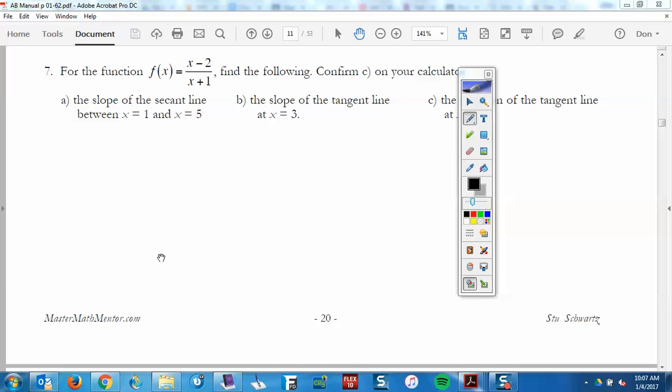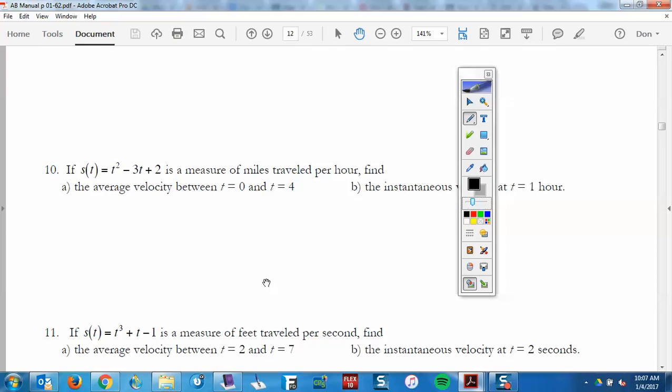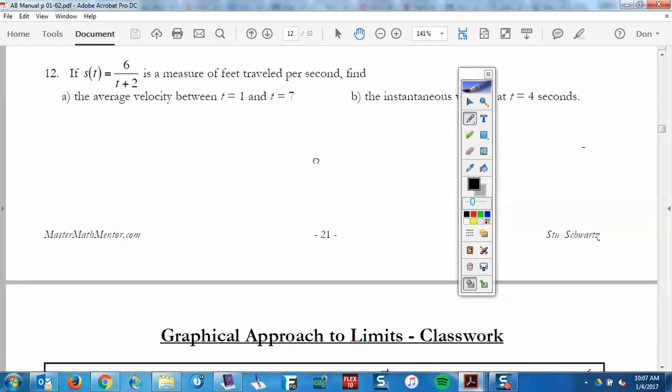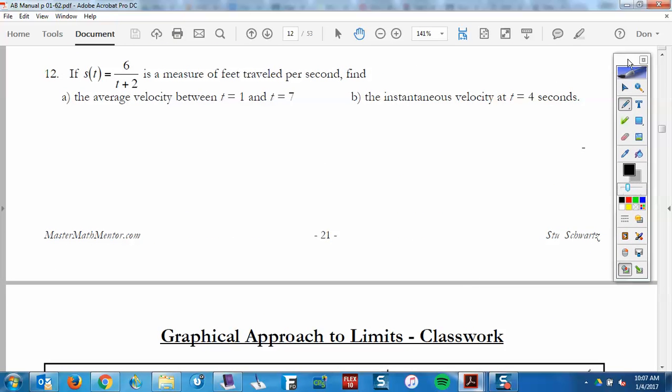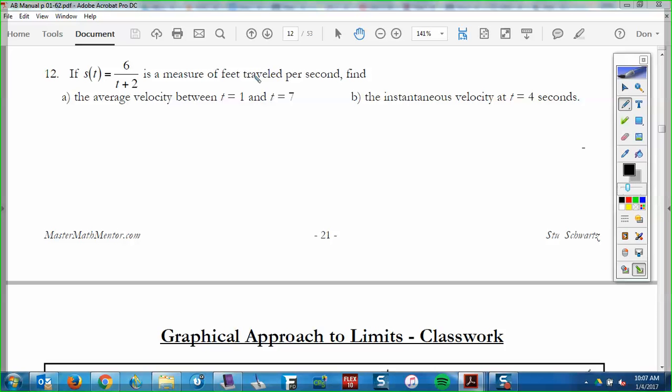Okay, let's continue that thought process and try this one. This should go quicker here. Okay, so do that one. Now, this is feet. The units on this S function, it's a position function. So what they meant is a measure of feet traveled at a certain number of seconds, but not per second. So I'll just avoid confusion: the S function's in feet. All right, here you go.